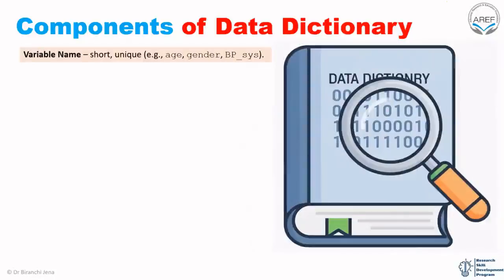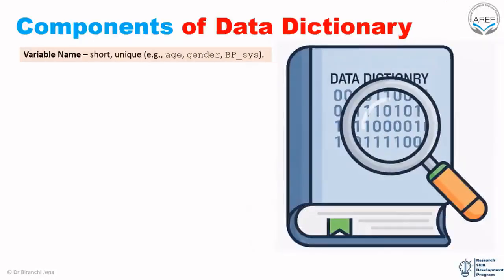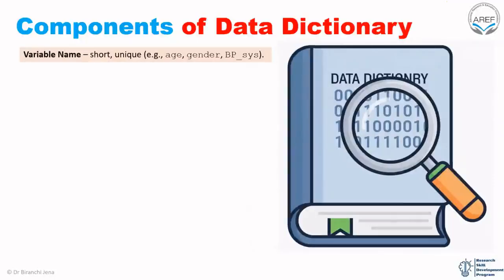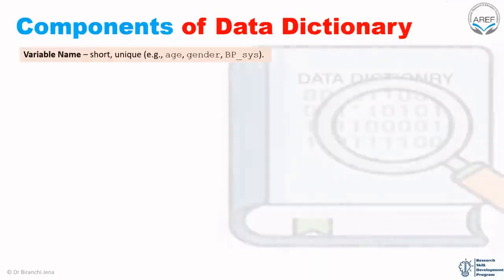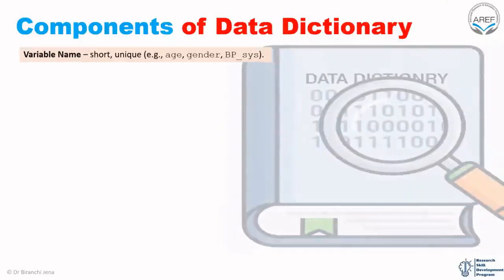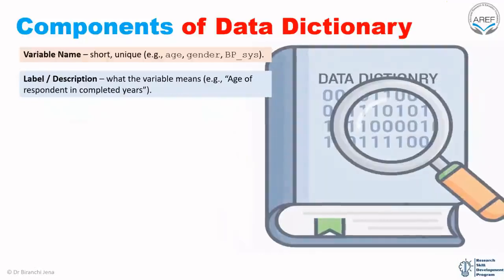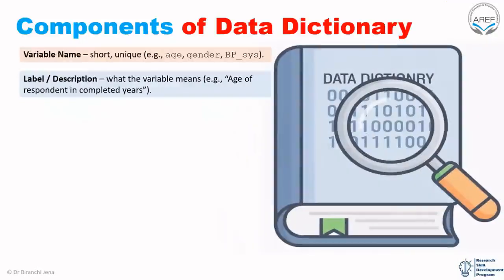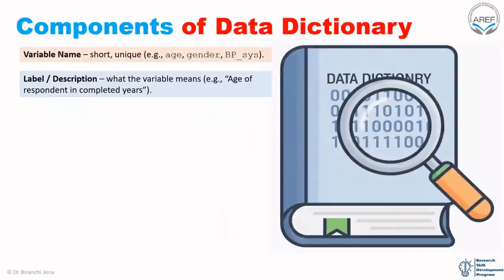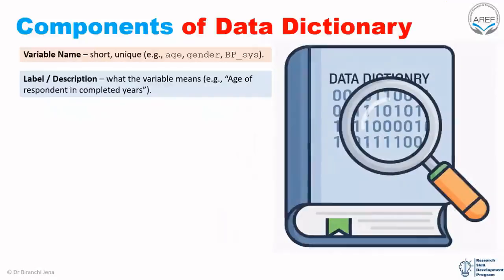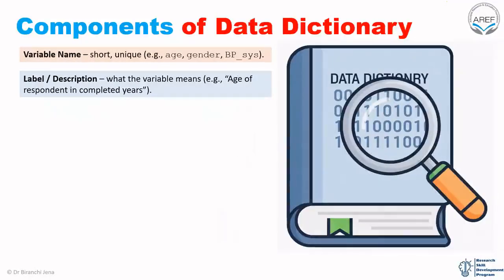So if this is available, believe me, during your defense, during your progress, everything can be managed so smoothly, there will not be any confusion whatsoever. So first component will be a variable name. Then second component of your data dictionary for the variable will be the label that you are giving and description you are providing for that variable.